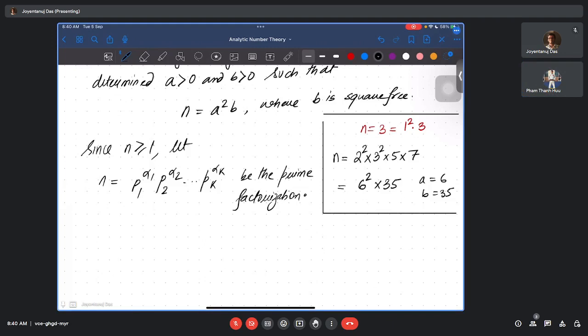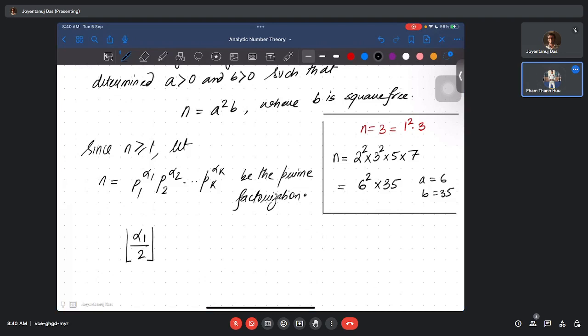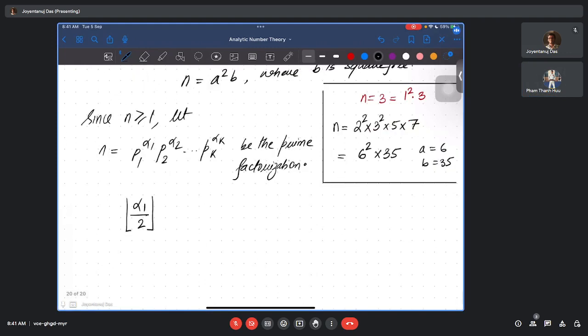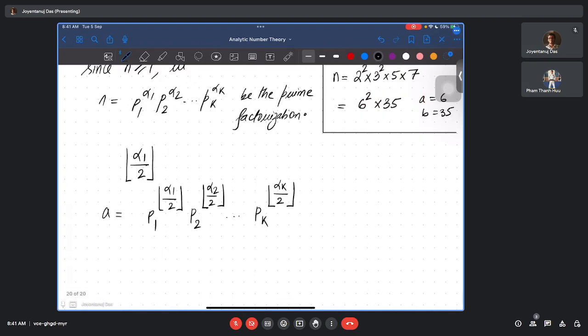So what I will do is take each exponent divided by 2 and take the floor function. You know the floor function, right? The floor function gives the integer nearest to this number but not greater than it. So I take a as p1 to the power alpha 1 by 2, p2 to the power alpha 2 by 2, and so on, pk to the power alpha k by 2, with the floor taken.